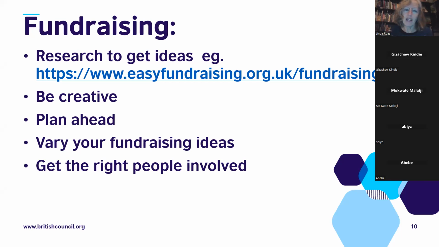You need to vary your fundraising ideas, because people will get bored of the same thing. Even if you do the most exciting Christmas jumper event, if it's the same every year, people won't get so enthusiastic about it. And you need to get the right people involved. Get people involved who are keen on that area. For example, if you're doing a football fundraiser, get the people who like football most involved. It doesn't make sense to have people who don't like football involved in that one, does it?